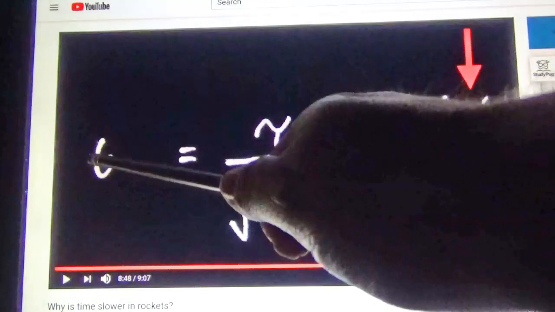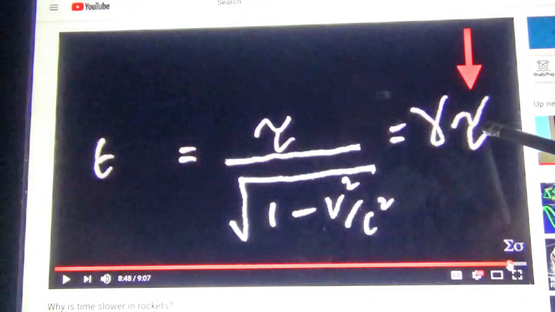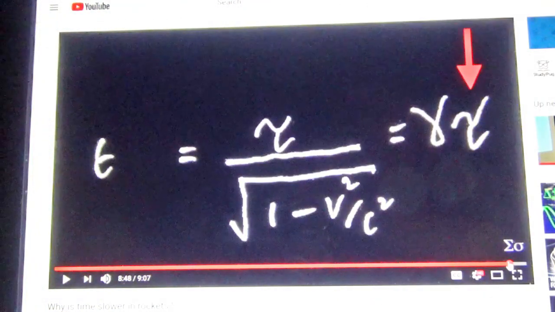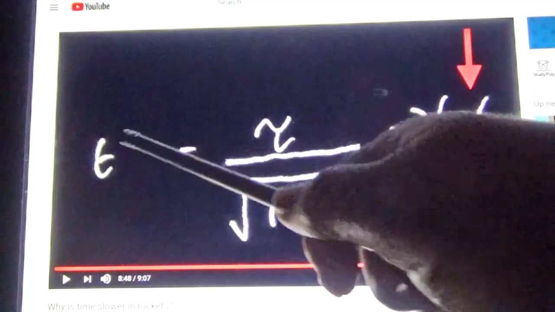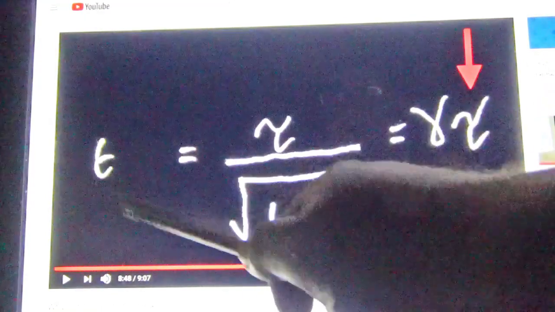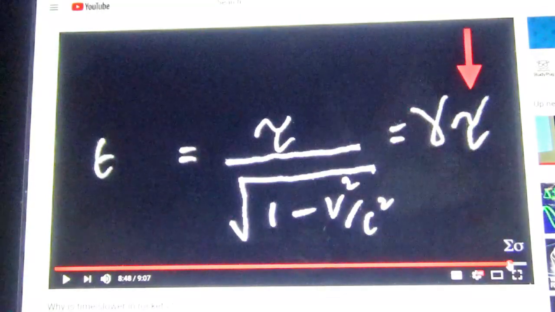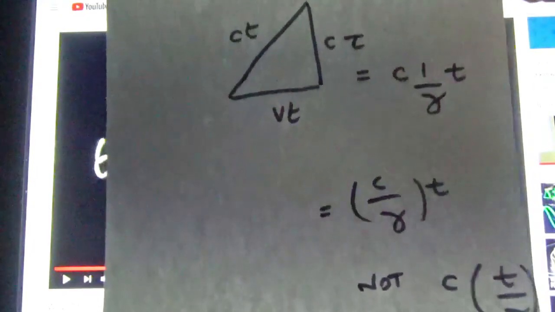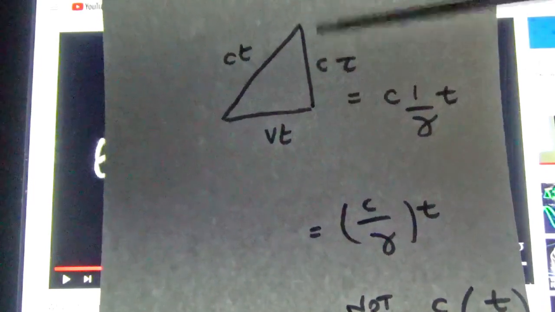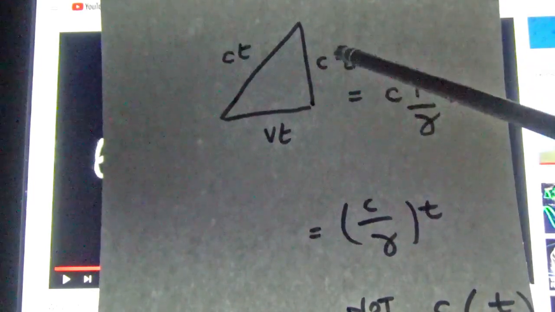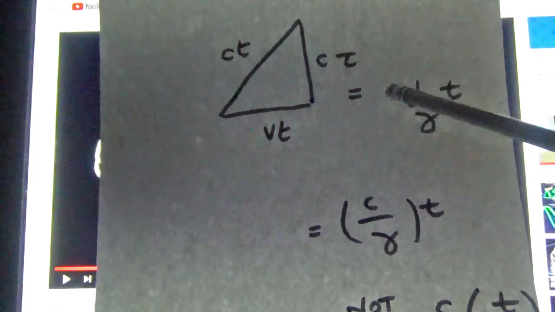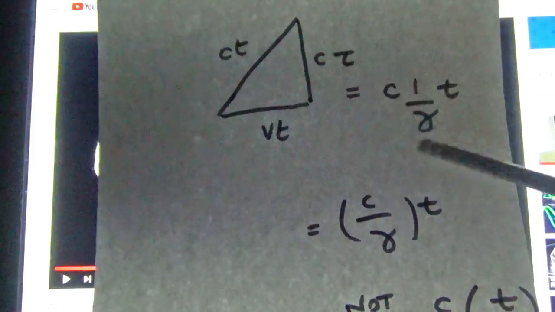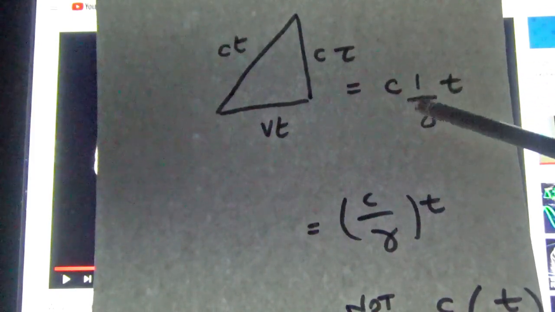And he's given us the connection between T and tau as this equation. So tau equals T divided by gamma. If we substitute that now into the triangle, for that side c tau, that means it is c times t divided by gamma.